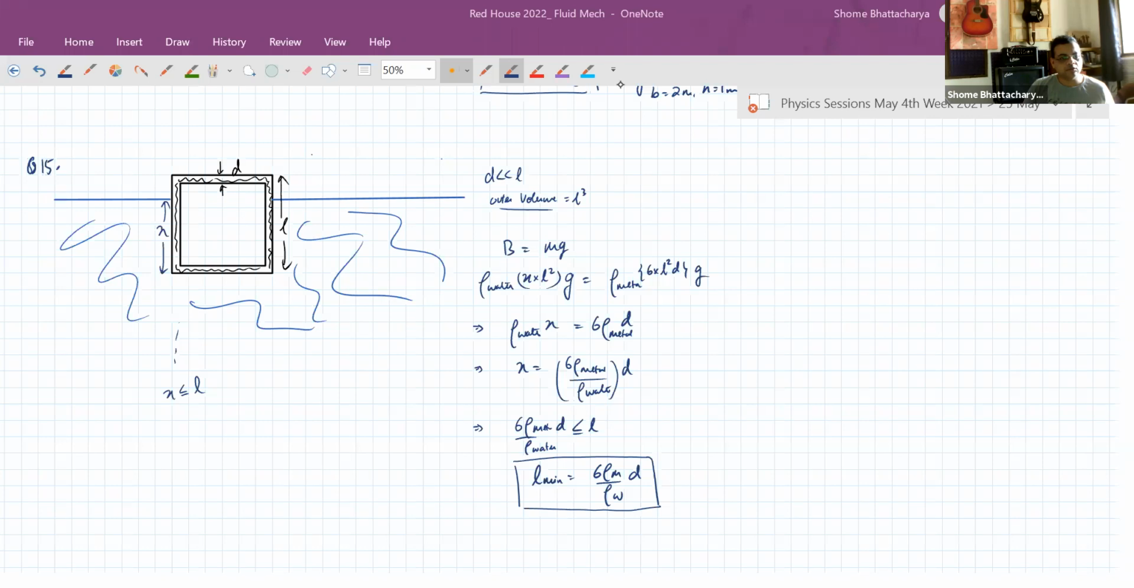Okay, so hope this solution is clear to all of you. So you can see that the ratio of these densities is 8. So 48 into 1 millimeter. Okay. So that is 4.8 centimeters. That is the minimum length that is allowed if we wanted to float.